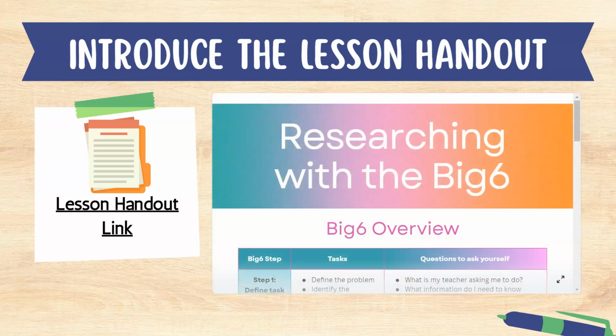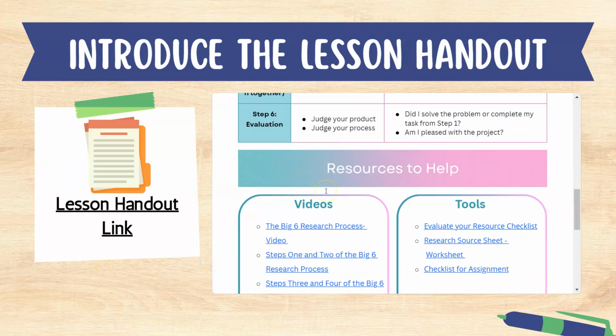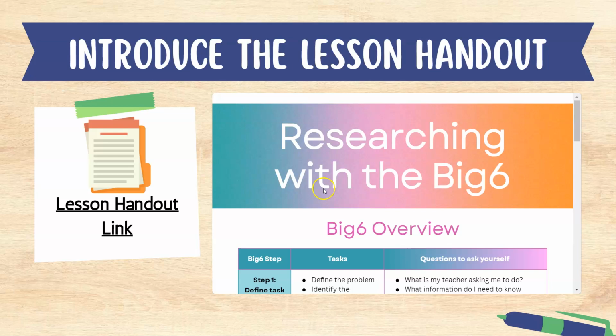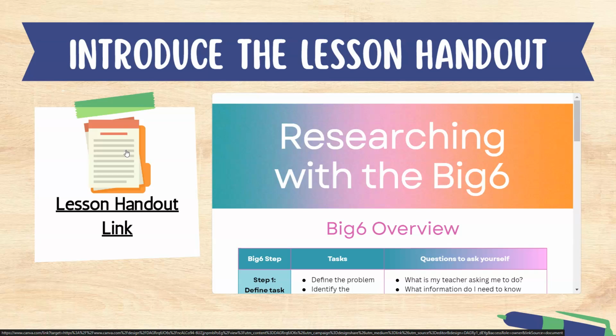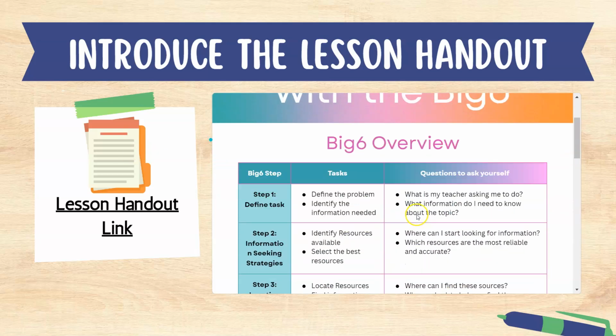All right, so I have provided you guys with a handout that gives you a little bit of an overview of the Big 6. We can get the handout by just scrolling here. I do have it embedded into this presentation, but you also have a link here to go see the handout if you would like to have it larger on your screen. So just going over it here.